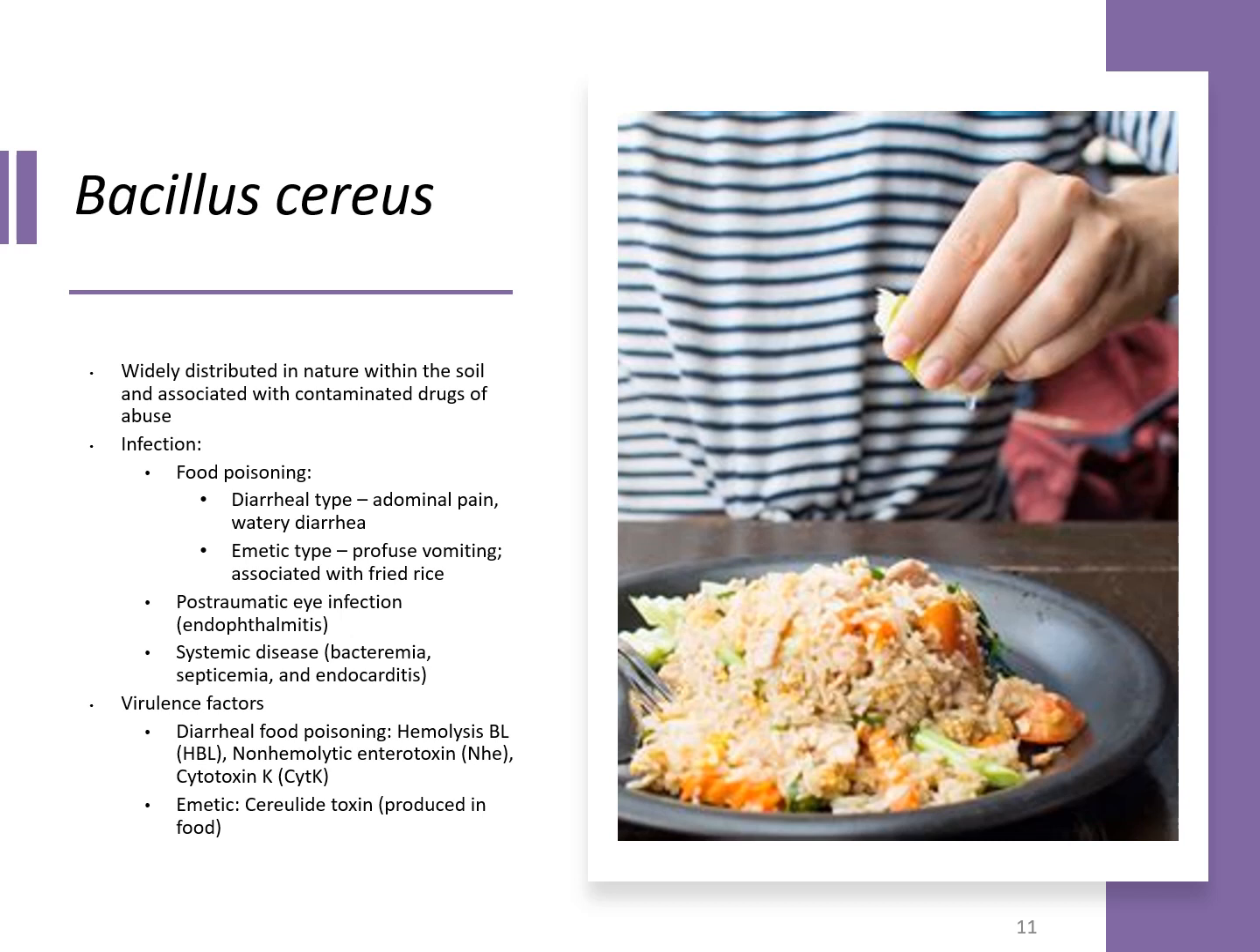It is found throughout nature within the soil, and it is associated with contaminated drug use. The infections caused by this are a food poisoning type infection, post-traumatic eye infection, or it can be a systemic disease like bacteremia, septicemia, endocarditis. With food poisoning, you have two types. You have a type which causes diarrhea, and with this you have abdominal pain and watery diarrhea, and then you also have a type that causes profuse vomiting, and this is typically associated with eating something like fried rice.